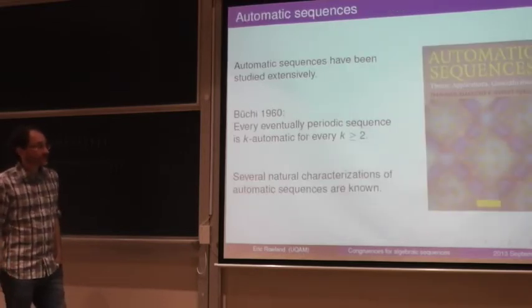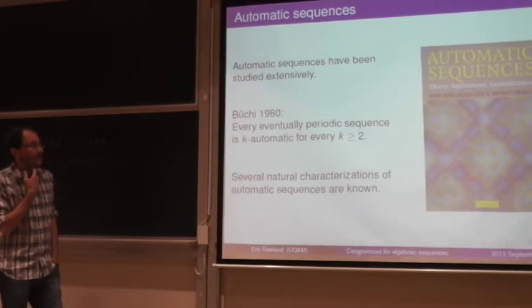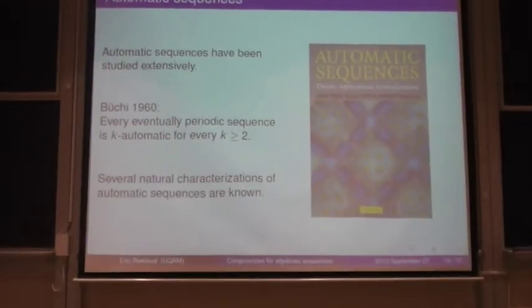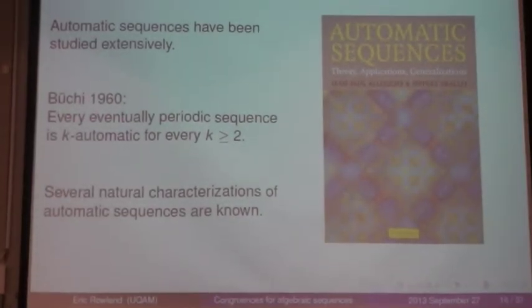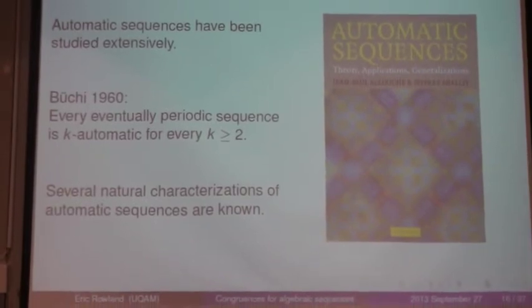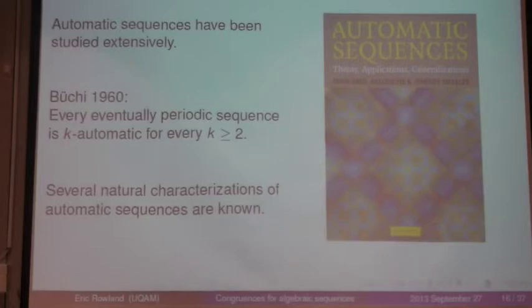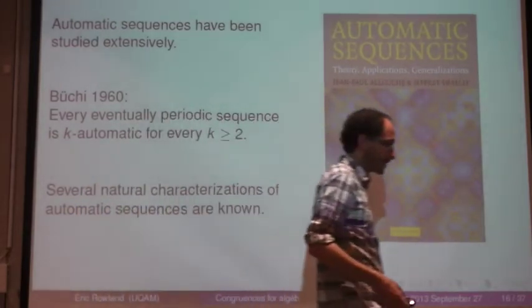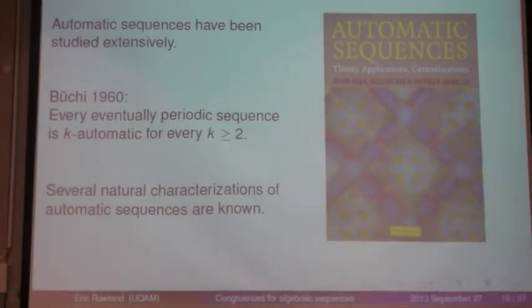So automatic sequences have been studied extensively. There's a very good book by Jean-Paul Allouche and Jeff Shallit. I just want to mention that it was already known in 1960 that eventually periodic sequences are k-automatic for every k, which is maybe not obvious. So if you take a sequence that is periodic with period 5, you can still produce it by feeding the base 2 digits of n into some finite automaton. And they're really natural things. They come up maybe more in computer science than mathematics, but I think they deserve to be better known in mathematics than they are.